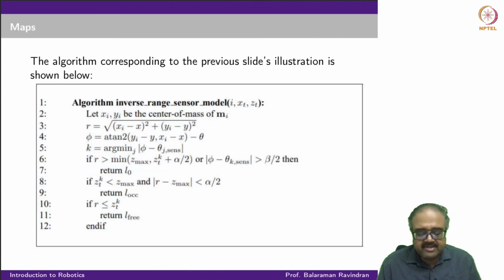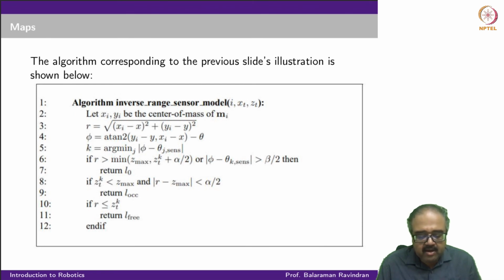Then if z_t^k, which is the distance of the obstacle, is less than z max, that means the robot has sensed an obstacle, and r minus z max is less than alpha by 2. That means the distance to the cell m_i is within the object thickness, alpha is the object thickness, from the maximum range, in which case I'll return that the cell i is occupied.